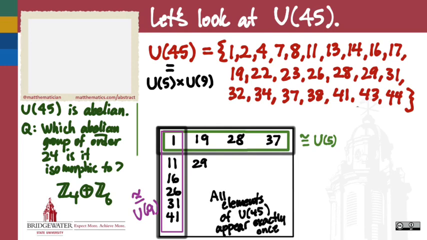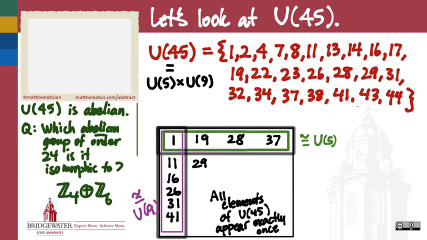What I'm saying is that this group has 2 different kinds of tables that we can use to represent its group operation. We could just write a Cayley table for U45. If I wrote a Cayley table, it would be 24 rows and 24 columns, so there'd be some gigantic number of entries in it, 24 times 24.